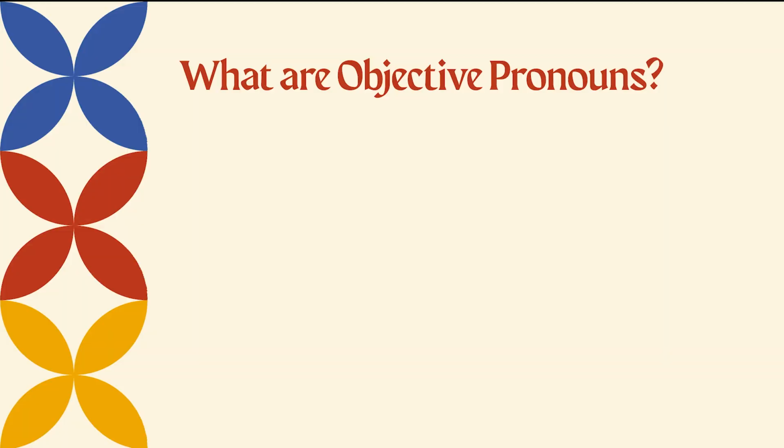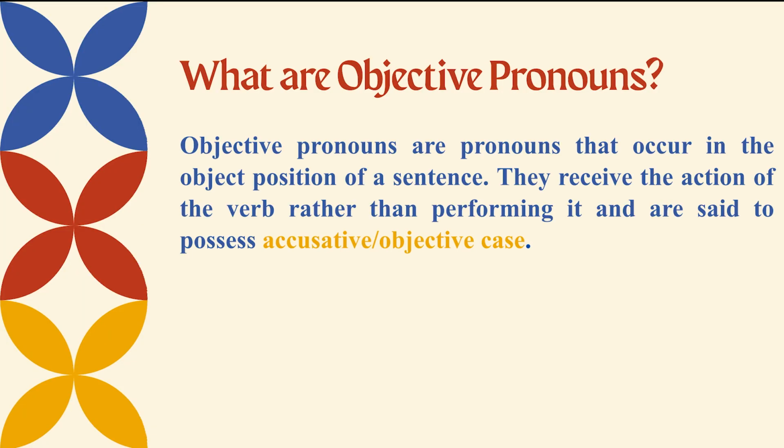So, let us begin with what objective pronouns are. We have already seen the nominative pronouns and possessive pronouns. So, objective pronouns are basically the pronouns that occur in the object position of a sentence. When you saw the nominative pronouns, they were coming in the subject position, but objective pronouns come in the object position in the sentence. So, they receive the action of the verb rather than performing it and are said to possess accusative or objective case. So, objective pronouns are also called accusative case.